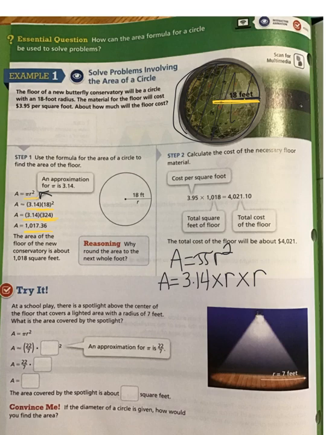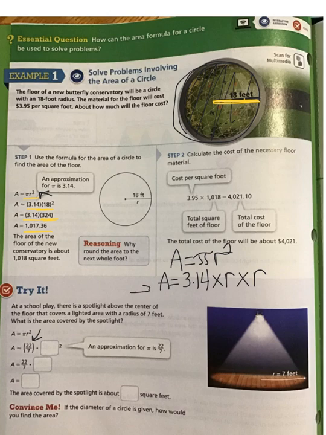So let's do the try it down here at the bottom. It says, at a school play, there's a spotlight above the center of the floor that covers a lighted area with a radius of 7. What is the area covered by the spotlight? Now, in their example, they're using that fraction for pi, okay? And we're not going to. So we're going to solve it ourselves.